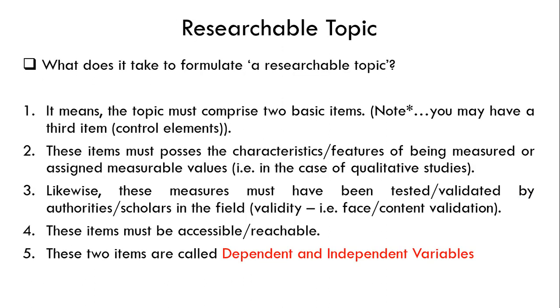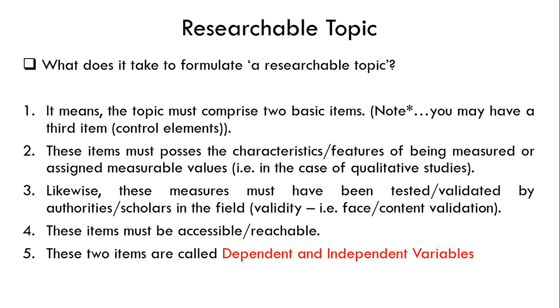Basically, what does it take for a topic to be a researchable topic? It means that for a topic to be researchable, it must comprise two basic items, as the case may be. There may be a third item, in the case of using what is known as a control variable. But most research and researchable topics conventionally have two basic items.